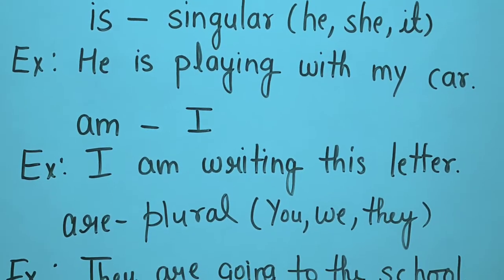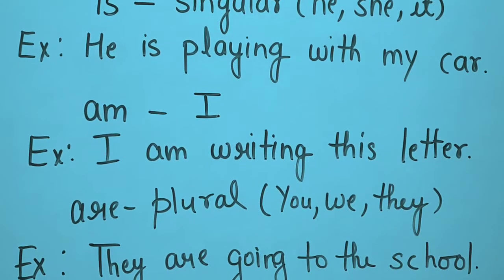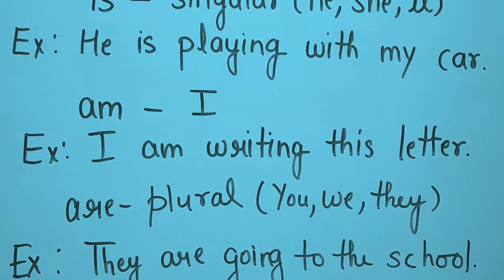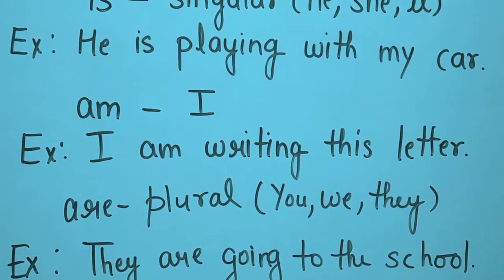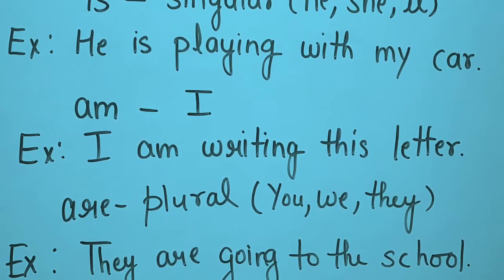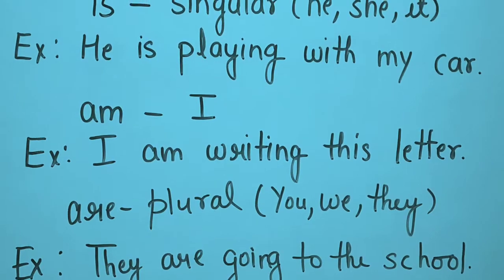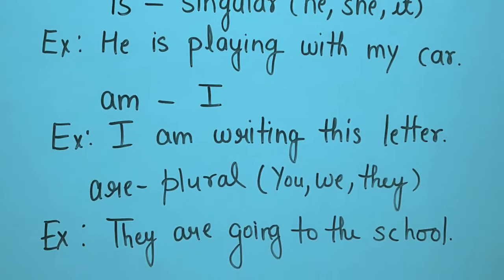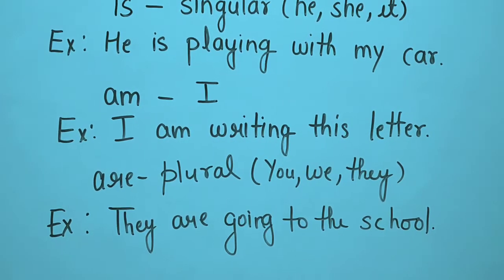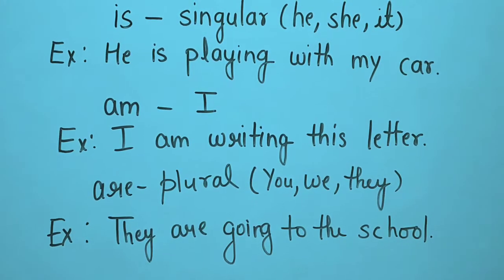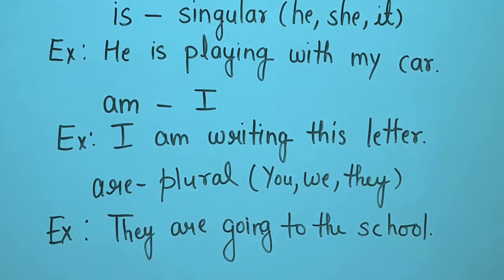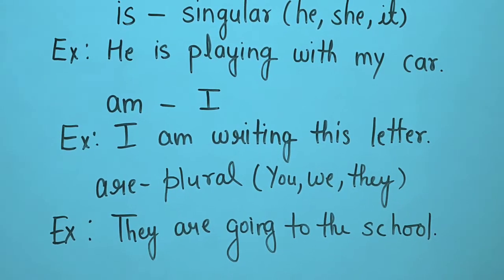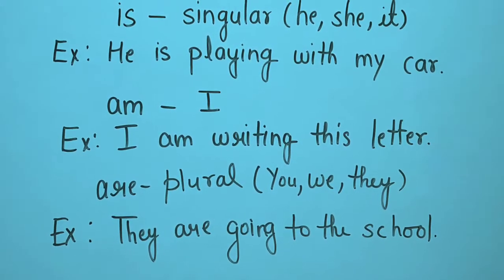I am writing this letter. Third, that is your are, with plural. All the plural words, you, we, they, like they are going to school. It means is is used with singular, am is used with I, and are is used with plural. The singular words are he, she, it and the plural words are we, you, they, but I is still counted with am.